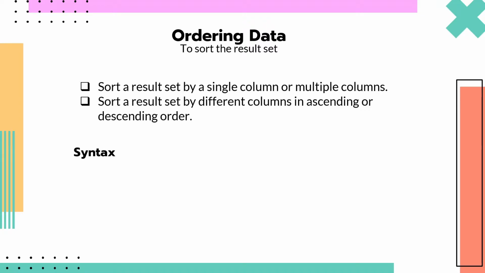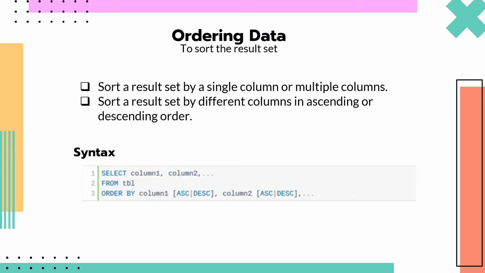This image illustrates the syntax of the order by clause. We use the select clause, then specify the list of columns that we want to show, and then from followed by the table name, and then we add the order by clause followed by the column name to sort the result set by that column. And then we specify ASC or DESC. ASC stands for ascending and DESC stands for descending. By default, the order by clause sorts the result set in ascending order if you don't specify ASC or DESC.